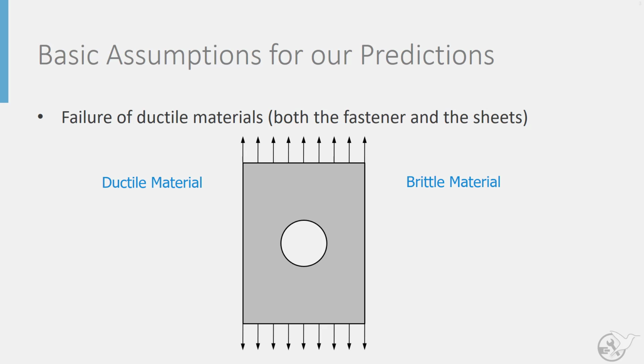The first very critical assumption is that we will only consider the failure of ductile materials, both in the fastener as well as the sheets. The reason for this can be illustrated with this picture of a sheet with a fastener hole in it under a tensile load. On the right, we will consider what would happen in a brittle material, and on the left, what would happen in a ductile material.